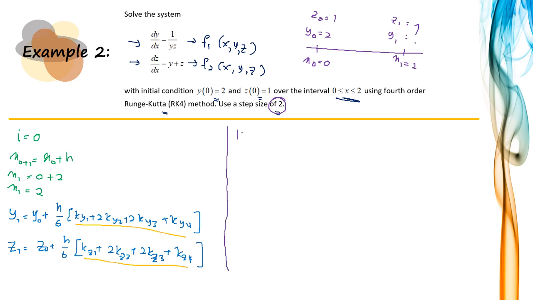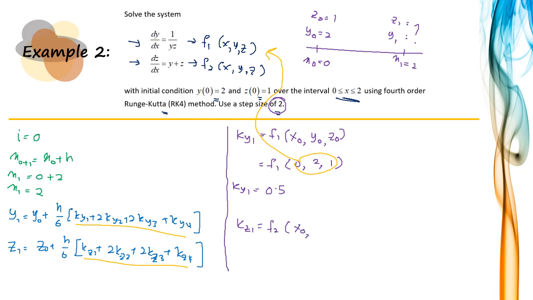Let's start with ky1. ky1 is equal to f1(x0, y0, z0). So x0 is equal to 0, y0 is 2, z0 is 1. Now we substitute these values into our f1. So we have ky1 is equal to 0.5. Then we continue with kz1. kz1 is equal to f2(x0, y0, z0), so f2(0, 2, 1). Now we substitute these values into our f2. So substituting, we have kz1 is equal to 3.